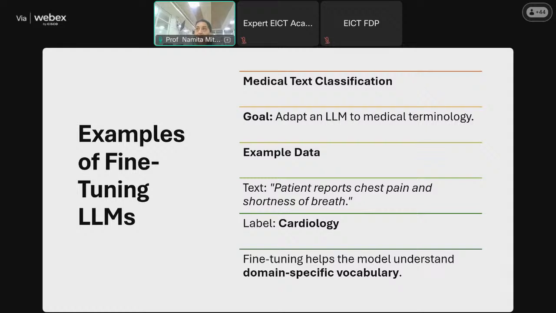So fine tuning helps the model understand domain specific vocabulary, which may not be available in the generic dataset. We have to train it on a specific vocabulary, that is medical. Similarly, we can have other domains that may not be understood by general people and are not available in the generic dataset or generic model.